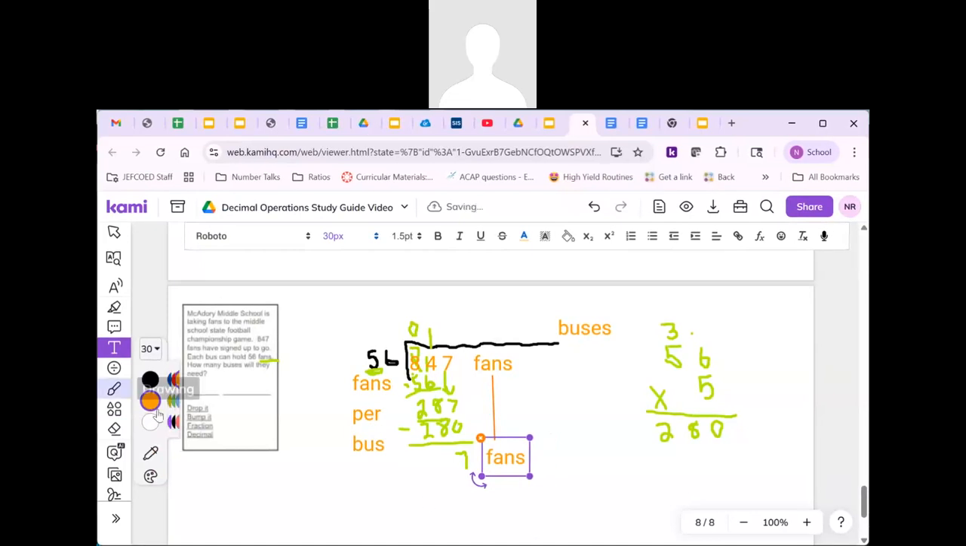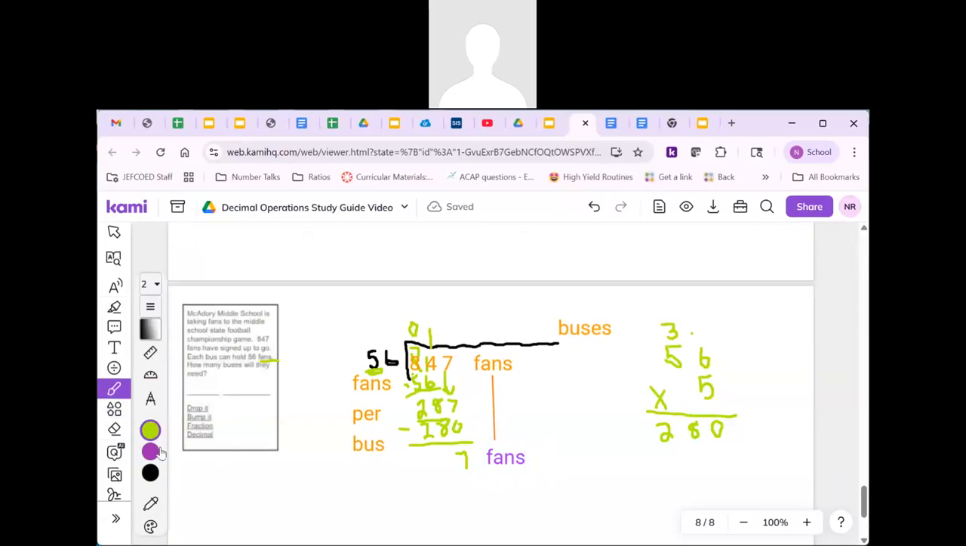We know we cannot cut our fans into pieces. So we are not turning our fans into decimals or fractions, because decimals and fractions are pieces of wholes, right? So it can't be decimals or fractions. We also know we can't just leave these fans that have signed up for a bus. They've signed up to go. We can't just leave them, right? So we've got to do something with these people. It doesn't tell me that there's any other way that these fans are going to go.